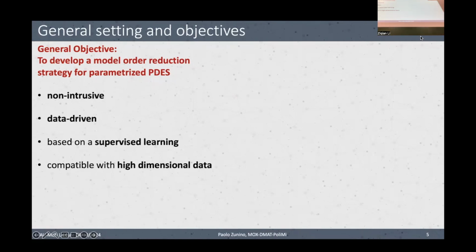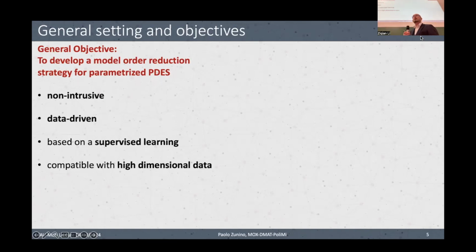So the phase where we collect the data and the phase where we use the actual reduced model are completely separate. On the other hand, we are based on a data-driven approach. This is not the only choice, but it's basically the choice of this kind of methods. And as a consequence of that, it will be essentially based on supervised learning. And finally, we want to be able to apply that in the case of very high-dimensional data.